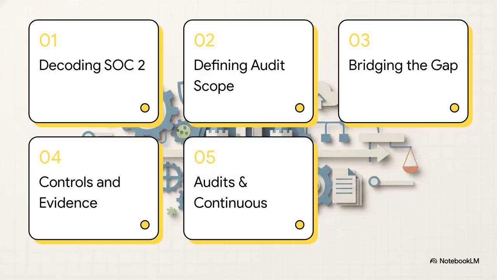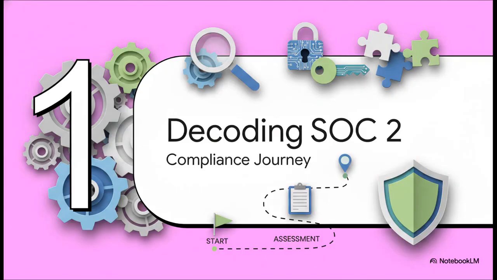Here's the roadmap. We're going to break this incredibly dense regulatory framework into 5 highly manageable phases: decoding SOC 2 compliance, defining your audit scope, bridging the gap, implementing controls and evidence, and finally, navigating audits in continuous compliance. All right, kicking things off with Section 1, decoding SOC 2 compliance.